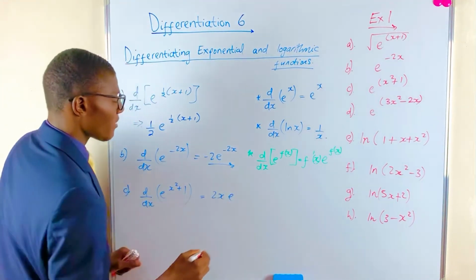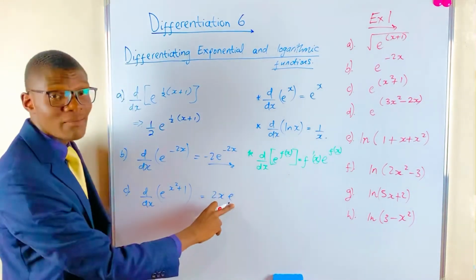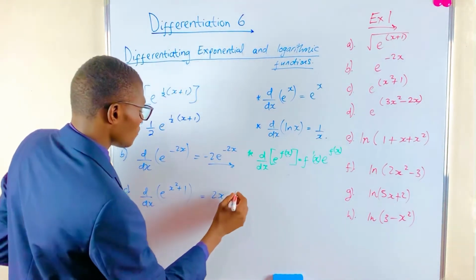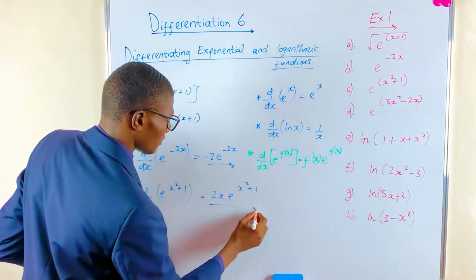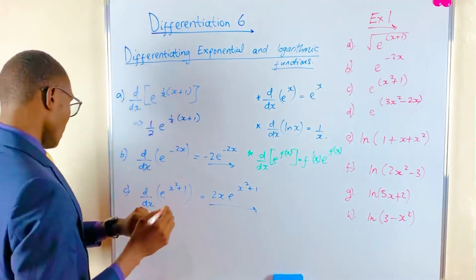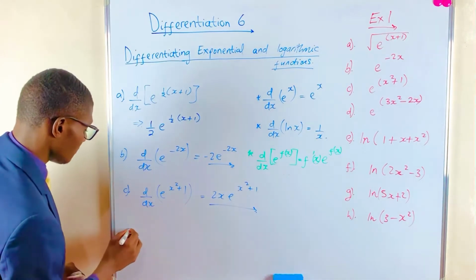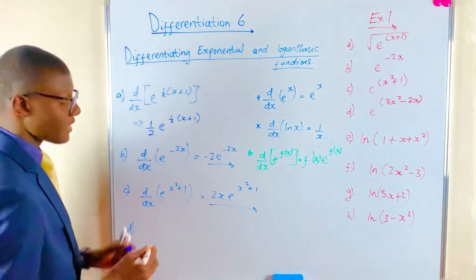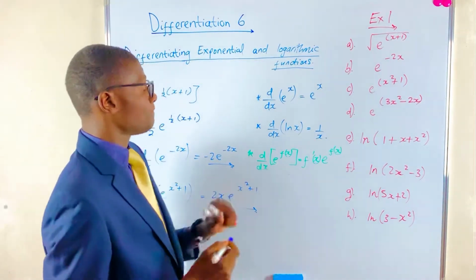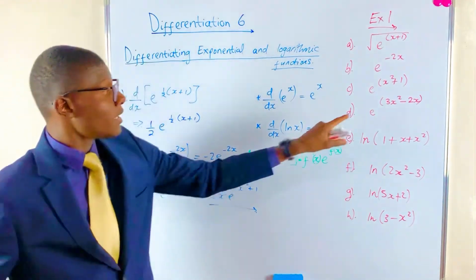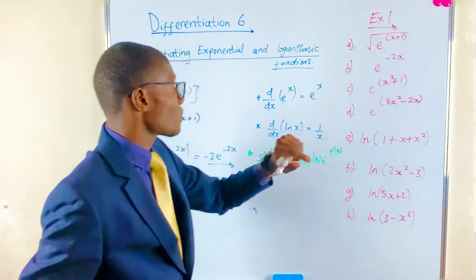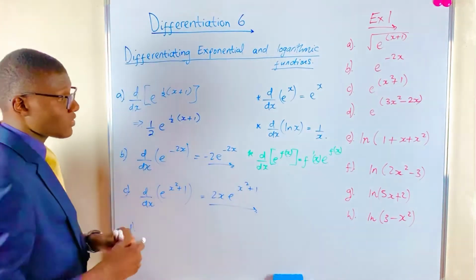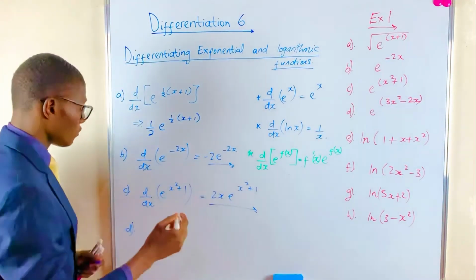Then multiply by e to the power of f of x, x squared plus 1. So that's what we get. And then now for the last part, d, we are saying that now our f of x is this quadratic power, which is 3x squared minus 2x. So f prime x would be what?